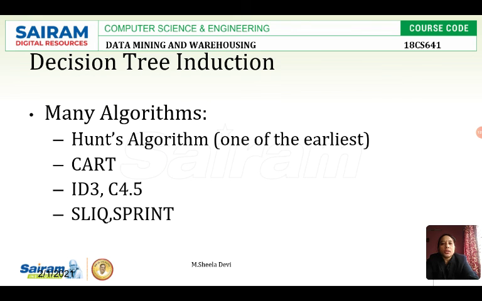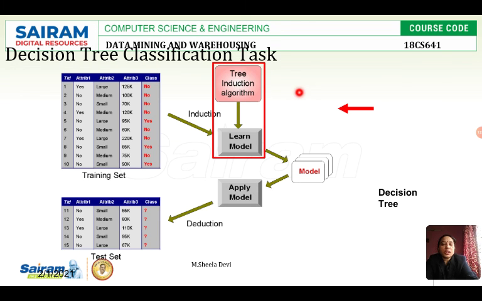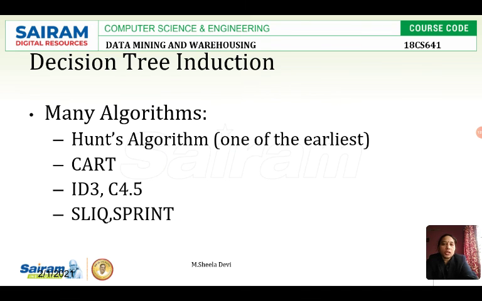So we have studied decision tree induction, how to train the model. We have some algorithms which will train the model. See, what we saw here, a tree induction algorithm is required to make the model learn from the training data. So we are going to see the algorithms which will train the model to learn the data from the training set. The algorithms which can do the induction are Hunt's algorithm, CART, ID3, C4.5, SLIQ and SPRINT. These are examples of the algorithms which can do decision tree induction.